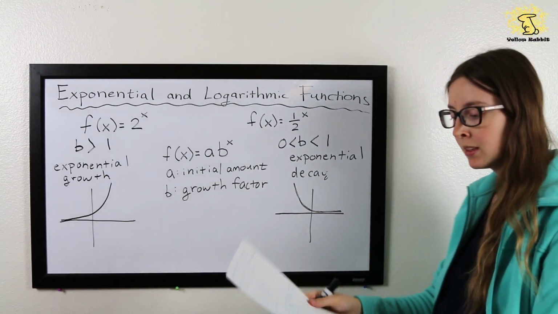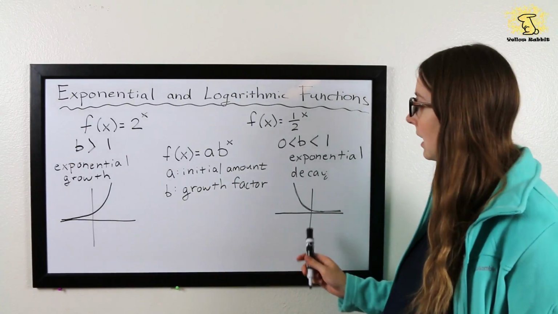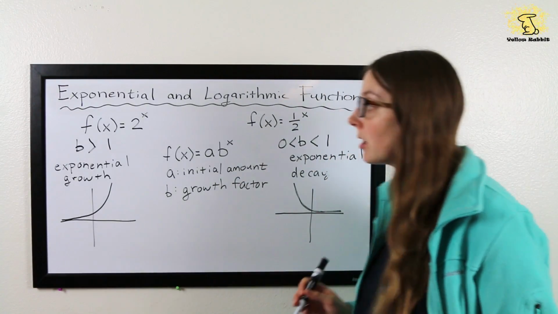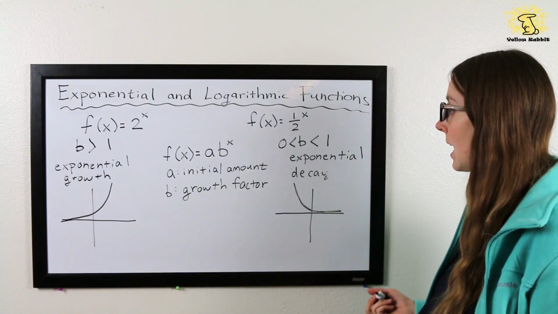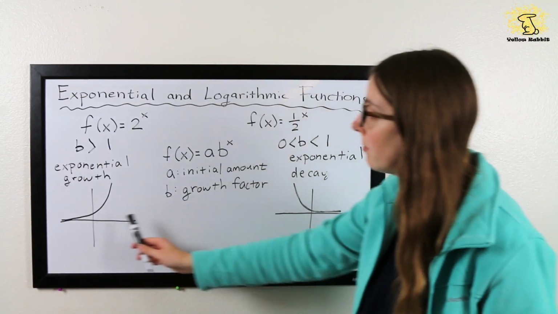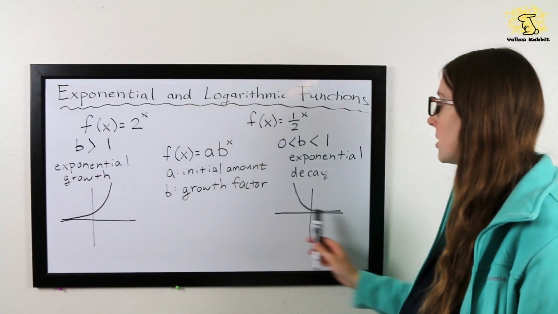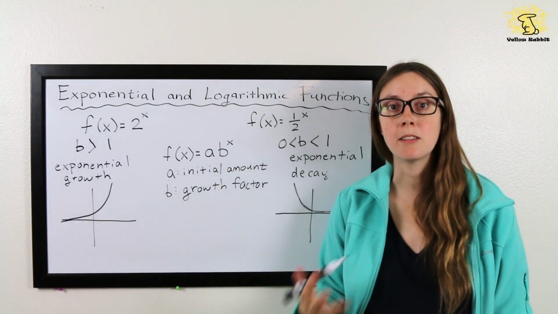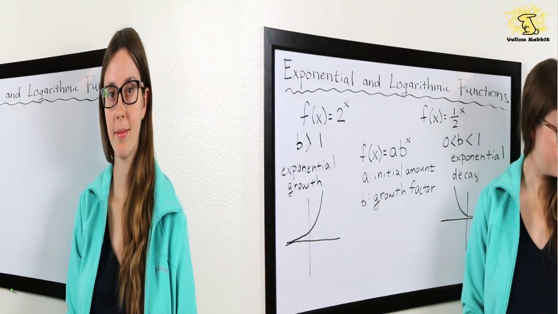You can note, looking at these two exponential graphs, that regardless of if we have growth or decay, we always have some kind of horizontal asymptote as part of our graph. That's a feature of exponential plots.